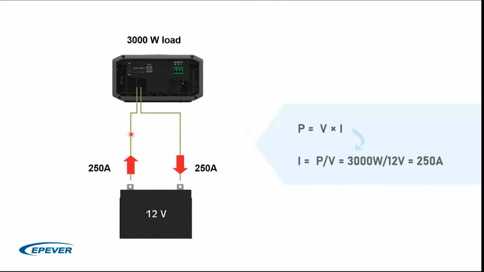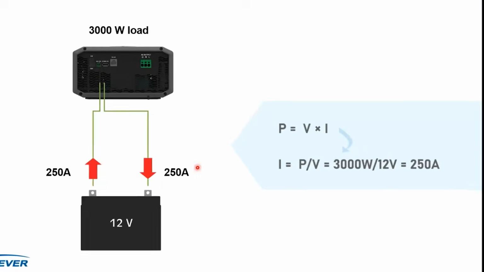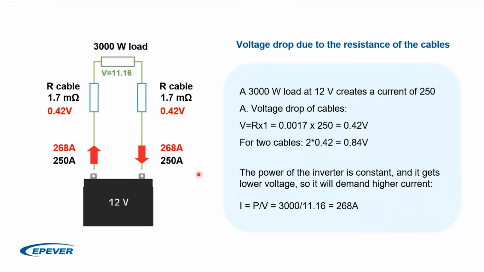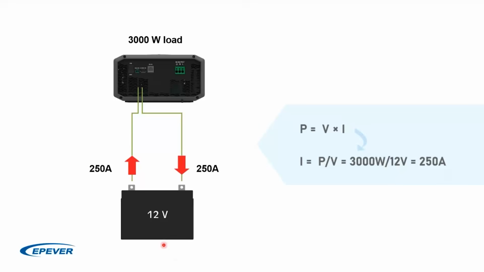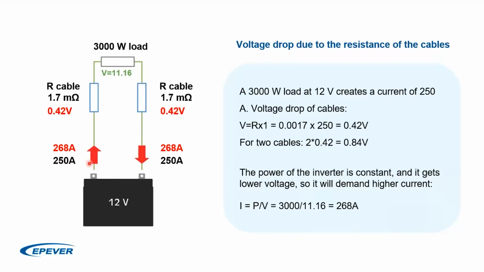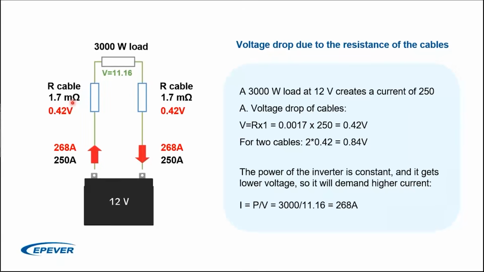But what about the resistance in the cables? Let's just assume that the cables are the only components that have resistance in the system. So when you have a 3,000 watt load, then you will have 250 amps. And if this 250 amps goes through the cables, let's assume that the cable resistance is 1.7 milliohm. Then this will consume energy and you will have a voltage drop in your system.